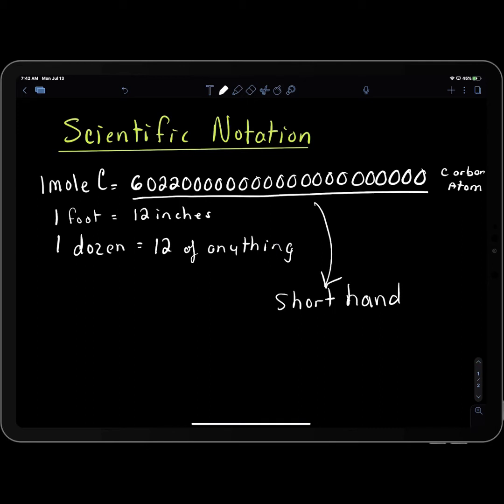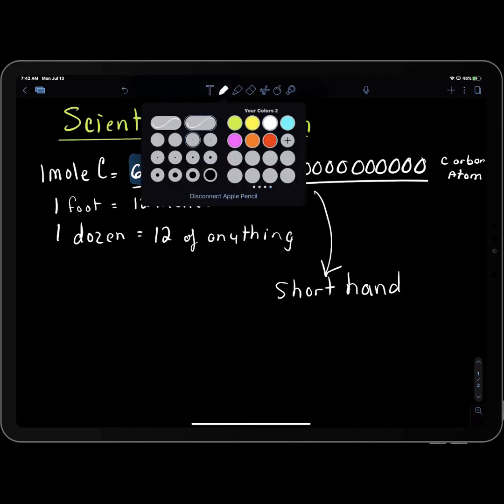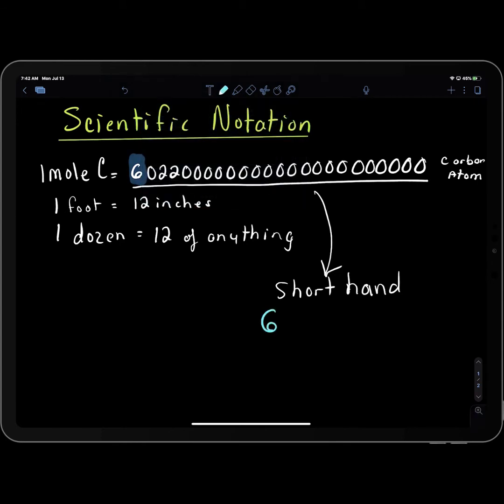You don't say laugh out loud. You say LOL. It's a shorthand. So for this, the shorthand is where we find the first whole digit value. My first whole digit value is 6. So I'm going to put down here, we'll change the color, we'll go with blue here. We'll put 6. That's the first whole digit number. And then after that, I'm going to put a decimal point.